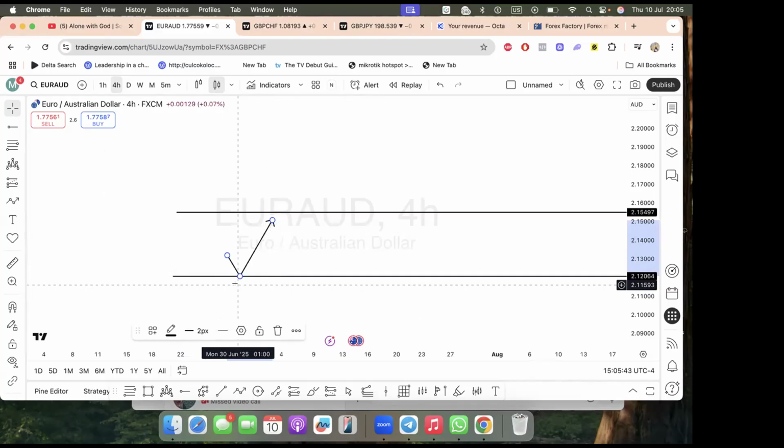And what do you want to be doing at the support level? You want to be buying at the support level so that when the market is going up, you make money. All right, you make money.